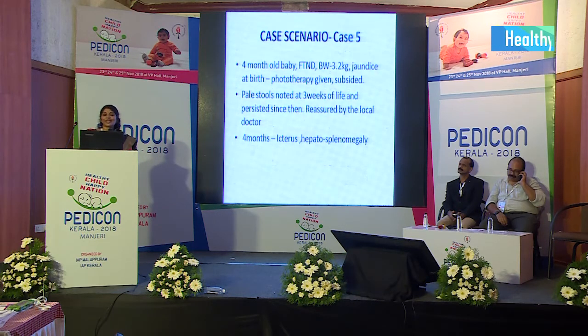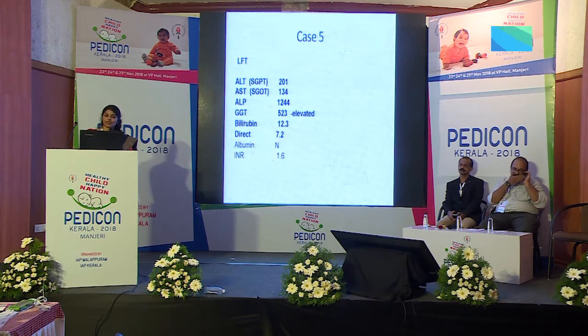Case 5 is a 4-month-old baby, a term normal delivery. Birth weight is 3.2 kg, jaundice at birth, phototherapy is given, pale stools and icterus and hepatosplenomegaly.